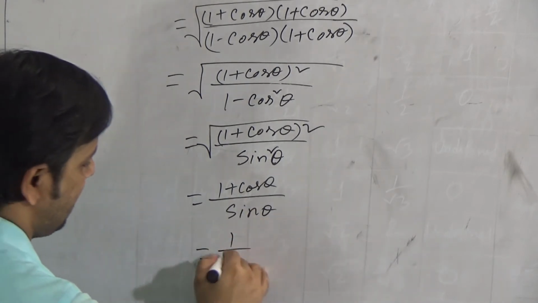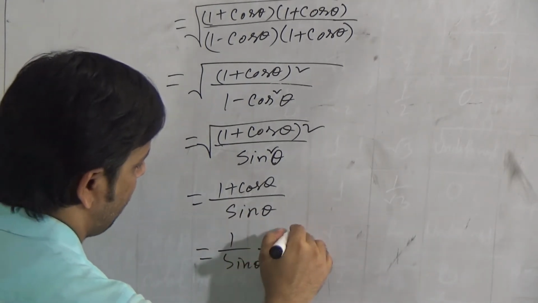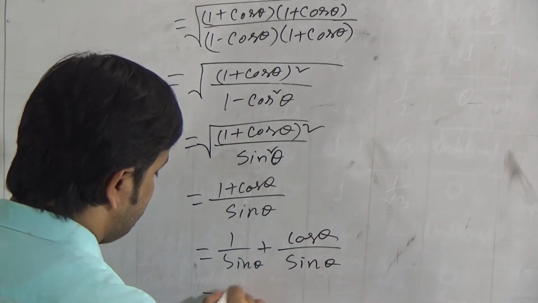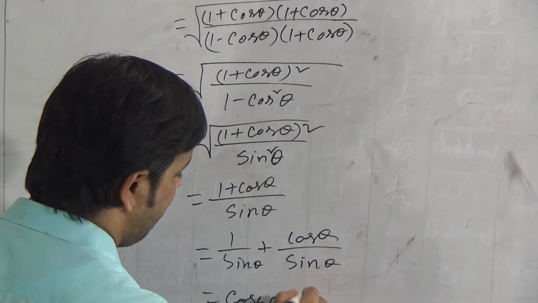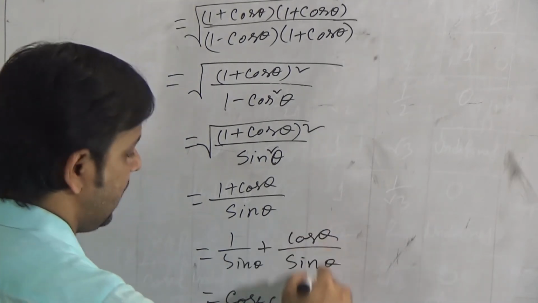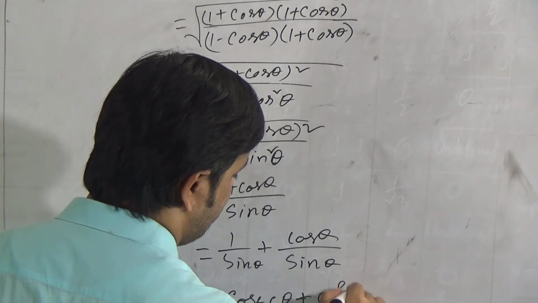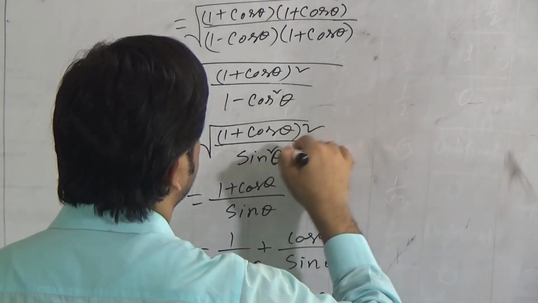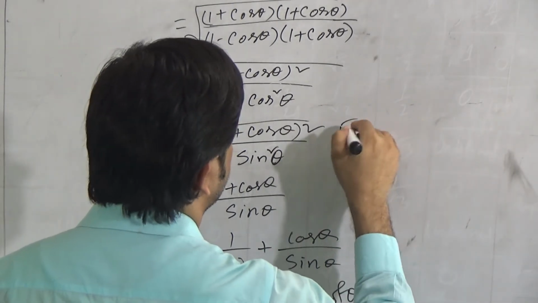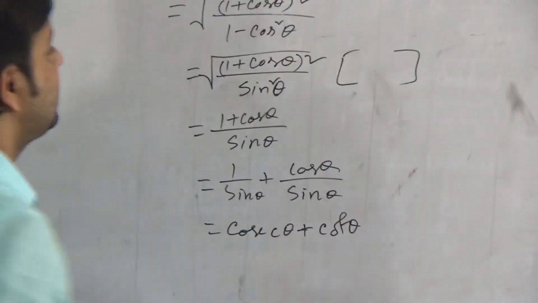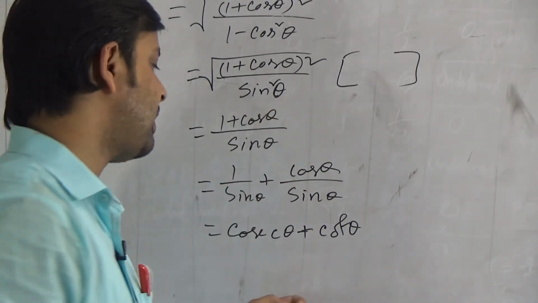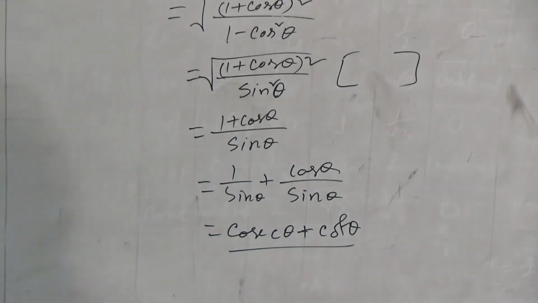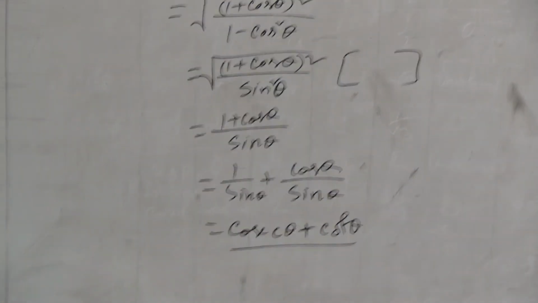From this we can write 1 by sin theta plus cos theta by sin theta. 1 by sin theta means cosec theta. We have learned this, and here cos theta by sin theta means cot theta. Dear students, if you want, you can write the side note here, that is 1 minus cos square is equal to sin square. Now see, this is our middle side, cosec theta plus cot theta.